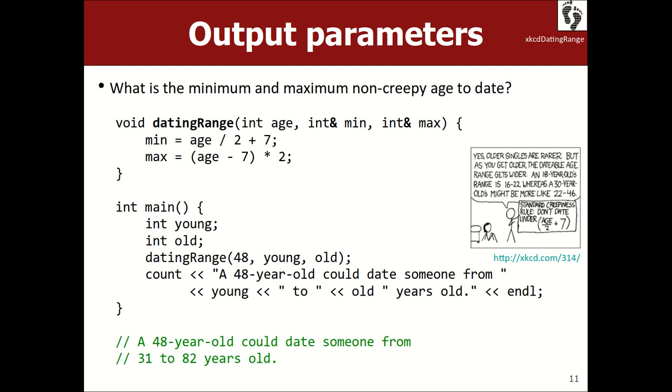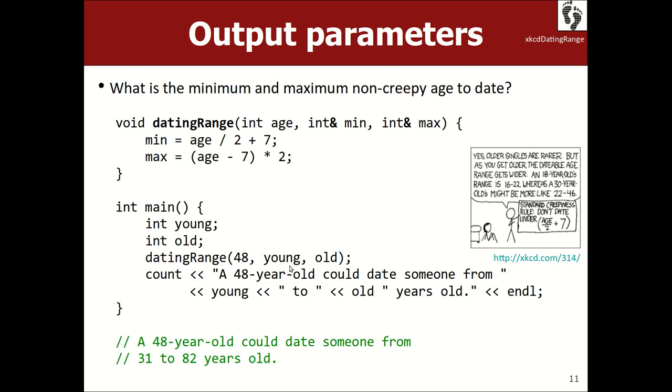So you just pass in the age. If you're 48 years old, you pass that as age, which I'm doing right here in the main part of the program. And then for these variables, young and old, I fill them in with this min and max value according to this formula. At the end of the function, young has the value for min, and old has the value for max. So I've used those parameters not to pass in information, but to provide a storage space to put output information out of the function.